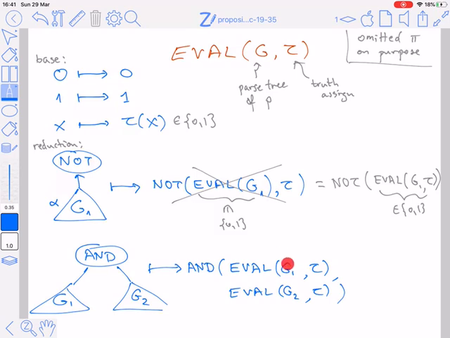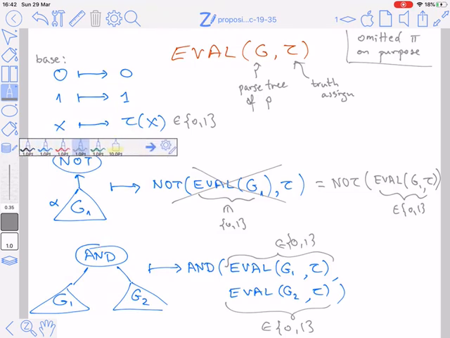So I do the evaluation with respect to the subformula, the parse tree of which is G1. I get a bit. And this as well is a bit. So I get two bits, one from the evaluation of G1, the other one from the evaluation of G2, and I do the AND of these bits because in the root I have AND. What would have happened had I had in the root an OR? Then I would have done the OR of these two bits.